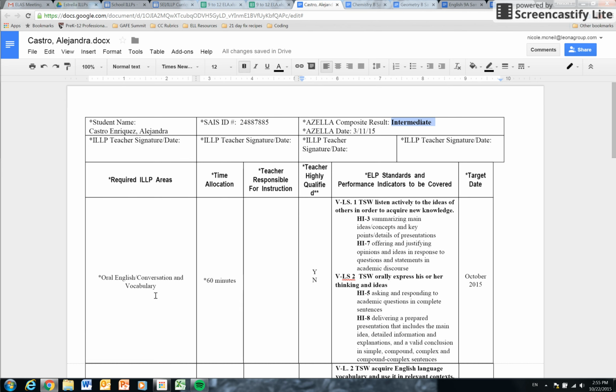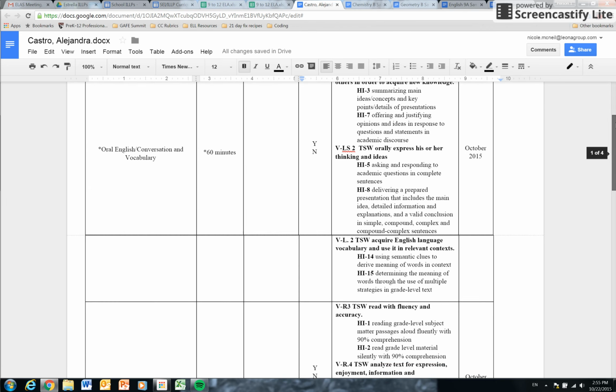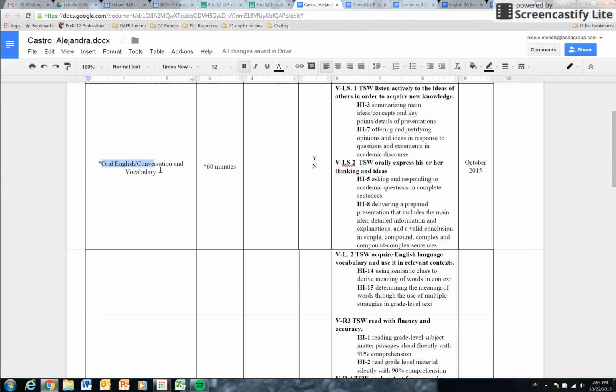So if you notice, these are broken down into each of the sections. Again, this one is considered 2 sections, oral language, oral English conversation, and vocabulary. So for this, if you're doing this in an elective or content, you do need to incorporate 2 standards, one for oral English conversation and one for vocabulary.